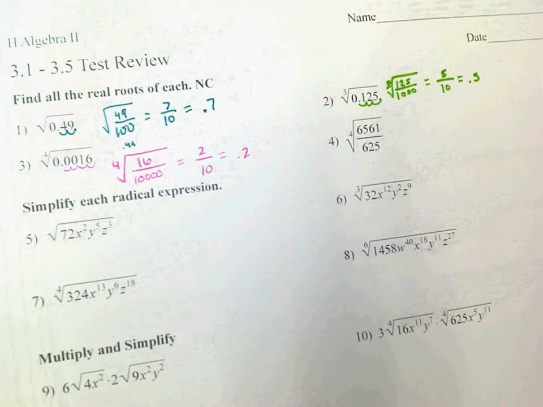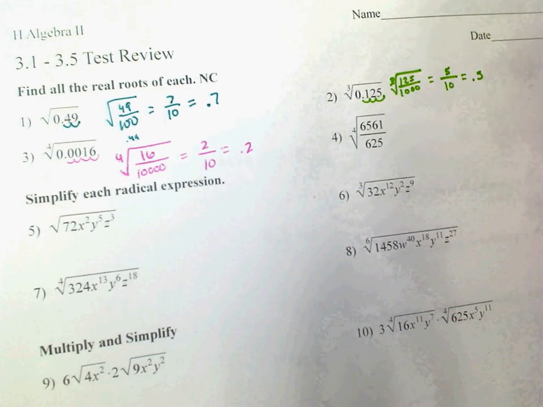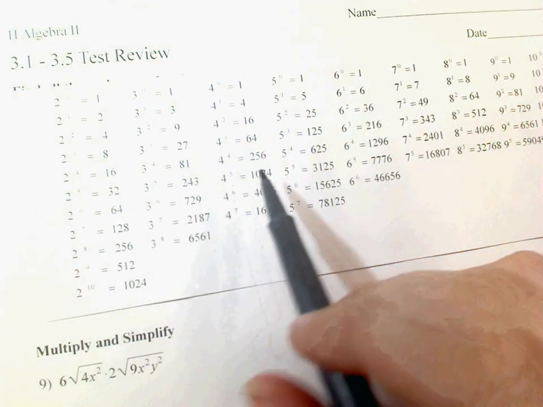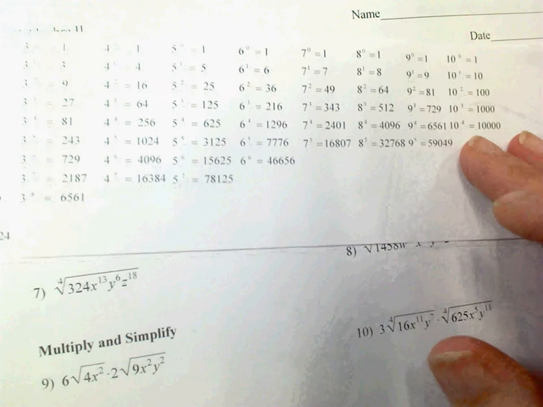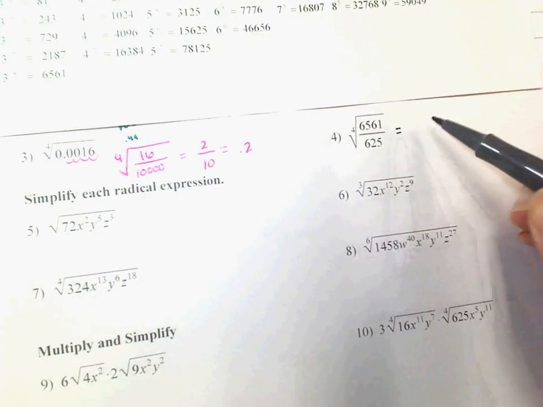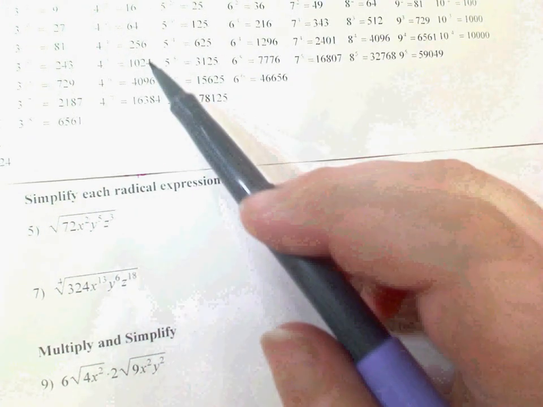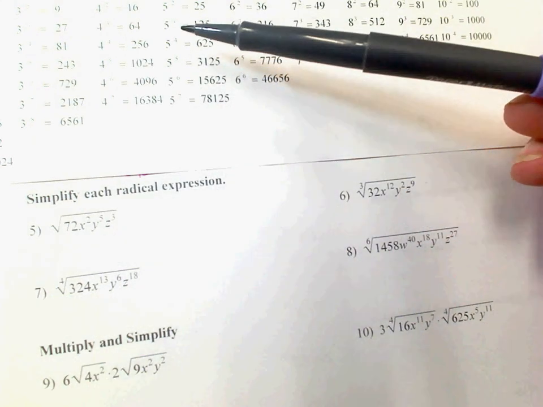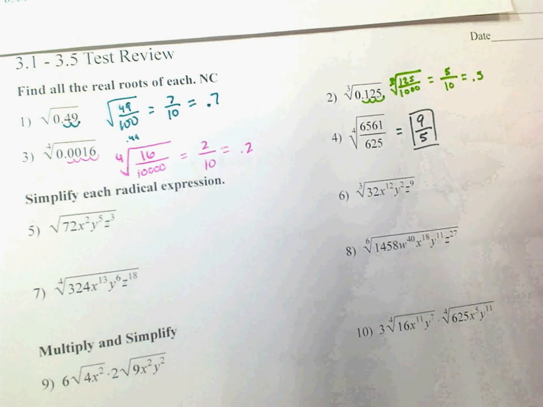Okay. Number 4 is the fourth root of 6,561 divided by 625. So I look at my power chart and go across the powers of 4. 6,561 is right here, and I see that 9 to the fourth is that, which means the fourth root of 6,561 is 9. So that is 9 divided by, and then the fourth root of 625: 5 to the fourth is 625, which means the fourth root of 625 is 5. And since we start with a fraction, we end with a fraction. And there you go.